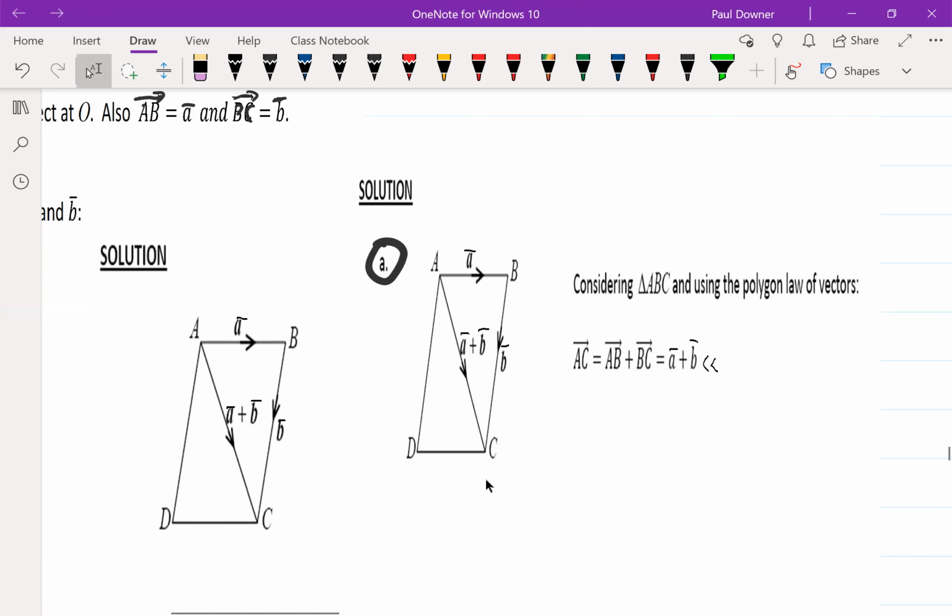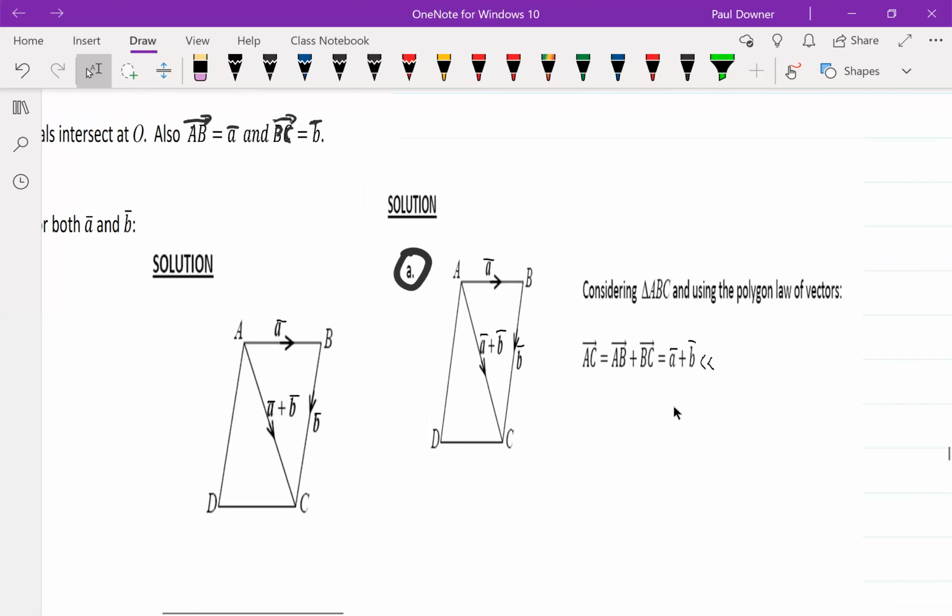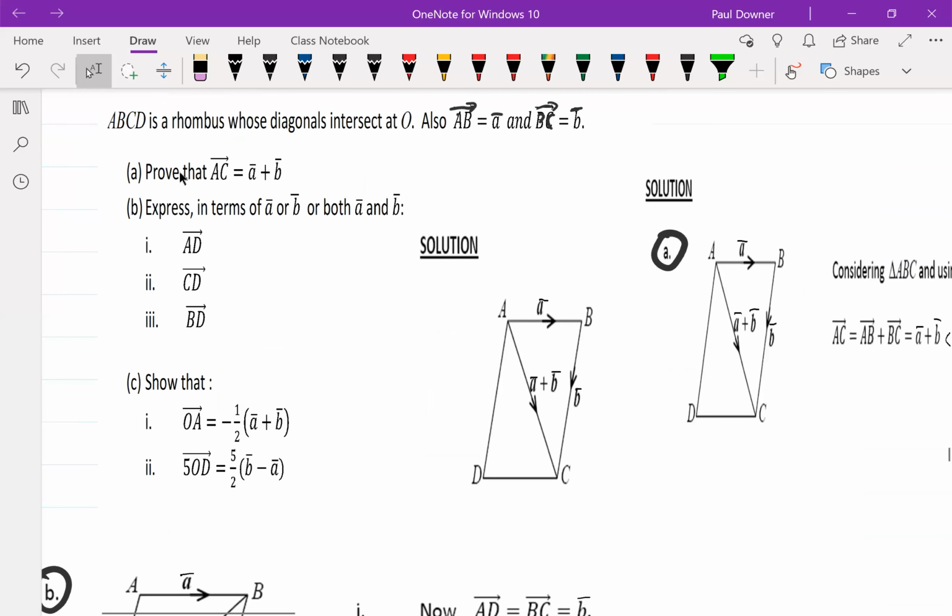Whether I go straight across, whether I go down and across, or whether I go across and down. I'm going to use this one, AB, which is a vector A. And then I'm going to go down, which is a vector B. So I've just proven that the vector AC is equal to A plus B. And that's the first thing that they wanted me to show: prove that AC is equal to A plus B. And that's what we just proved there. AC is equal to A plus B.